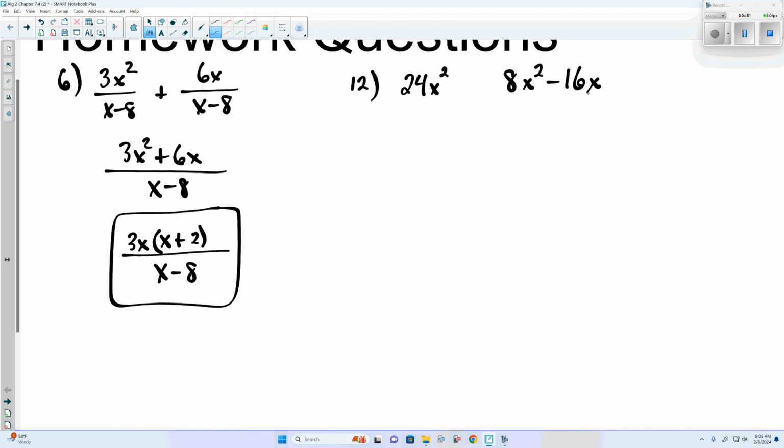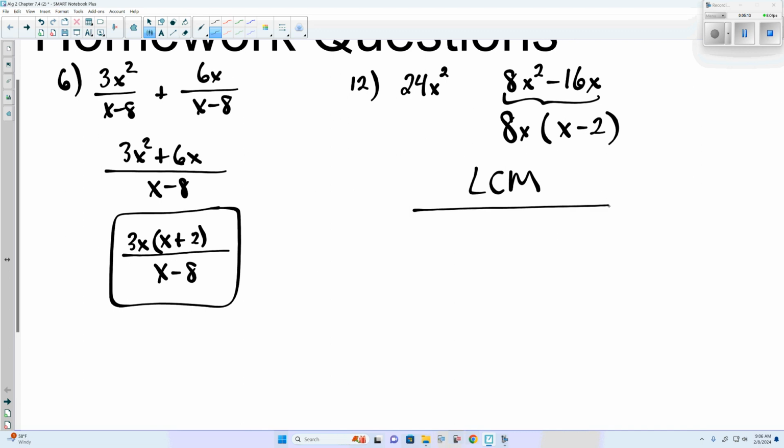Now, least common multiple between these two here. The first thing we need to do is factor. We need to factor these two as far as they can go. 24x squared doesn't. Now our other expression, 8x squared minus 16x, we can factor out an 8x, leaving us with x minus 2. Least common multiple. So we're trying to find the first term that will make both of these be the same. Yes?